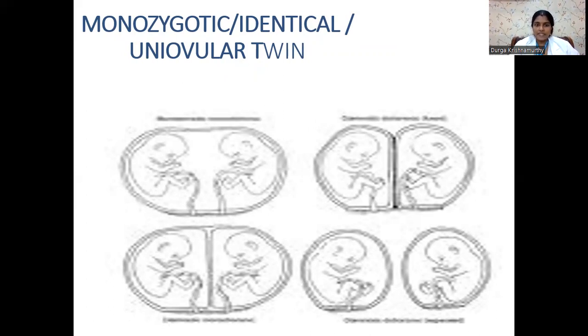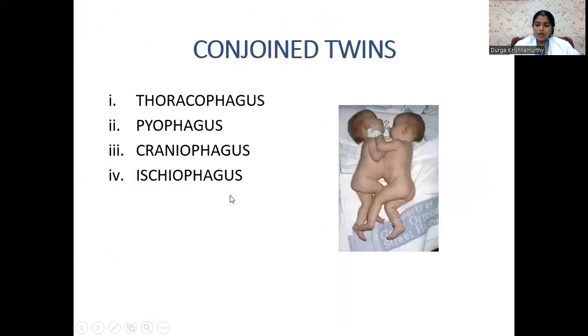So how will be the presentation in this type of monozygotic twins? Either it could be DCDA, dichorionic diamniotic, or it could be monochorionic diamniotic, or it could be monochorionic monoamniotic twins. Conjoined twins, as we already saw, occur when the division takes place after the 12th day of fertilization.